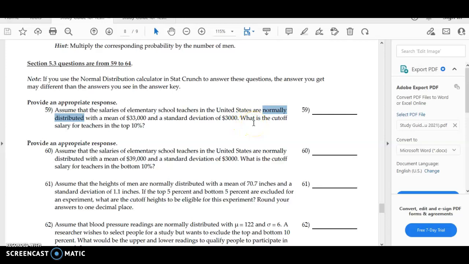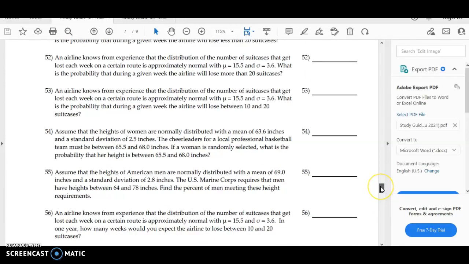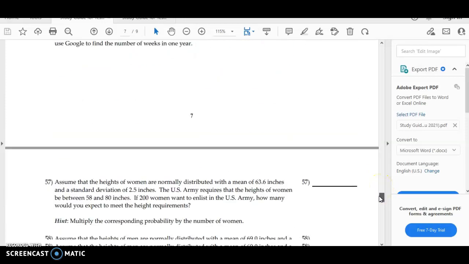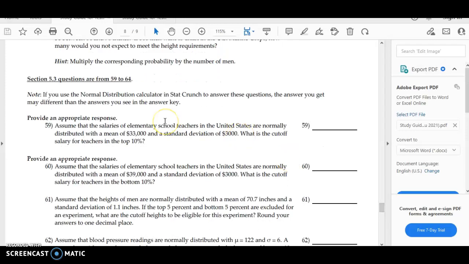The question is, what is the cutoff salary for teachers in the top 10%? Notice that this is a different type of question than what we were doing in the previous section, where you're asked to find probabilities with a normal random variable. In this section, section 5.3, it's asking you to find an unknown value for a normal random variable. You know that these salaries are normally distributed, the mean is 33,000, the standard deviation is 3,000. Let's see what we can do with that, along with what the question is asking.